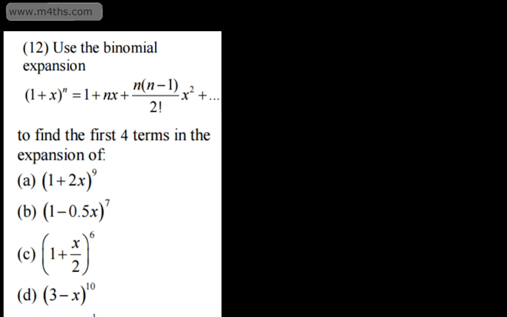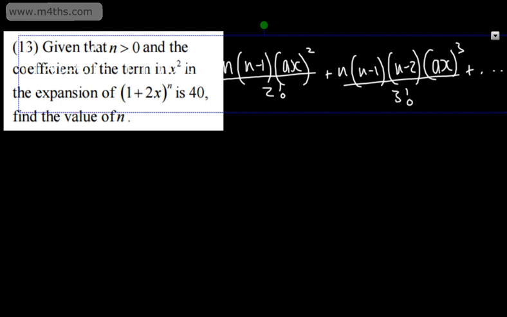Okay, let's move on and do one more question, and then in a later video we will look at some more challenging ones, relatively speaking, because I think these are quite challenging. Given that n is greater than 0 and the coefficient of the term in x squared in the expansion of 1 plus 2x to the n is 40, we need to find the value of n. Now we can jump straight to this, so let's just grab this up. So let's put this on.